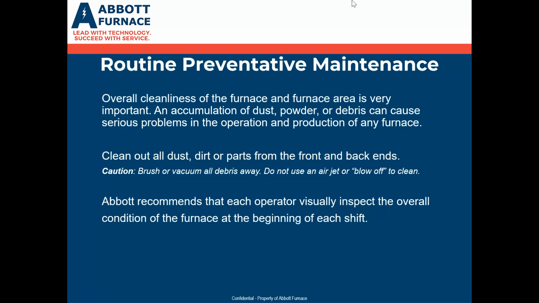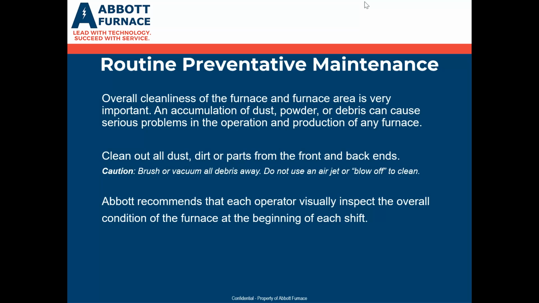As you can see, the overall cleanliness of the furnace and the furnace area is very important. Accumulation of dust, powder, and debris can cause serious problems in the operation of production, of course. So you want to clean out all the dust, dirt, and parts from the front and back ends. On that note, most furnaces have a debris tray on the front and back. I have seen where they were filled all the way up. They weren't cleaned out, and the debris trays were actually dragging that dust and dirt into the furnace. Of course, that starts building up inside your furnace, which later on leads to your belt getting built up underneath and ripping your belt in half.